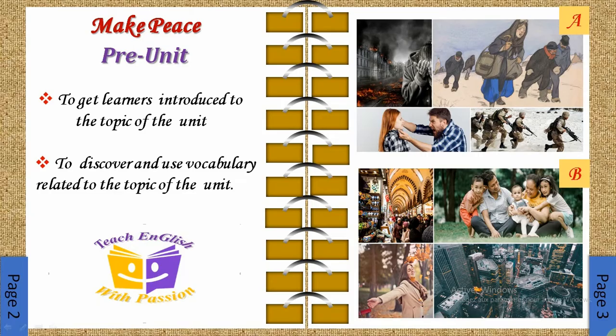unit. To start with, the teacher displays two sets of pictures. As shown here, the first group of pictures has to do with the topic of war and conflicts, whereas the second group of pictures deals with the topic of peace and prosperity. The teacher asks learners to take a few minutes looking at those pictures and jot down any words or expressions they think describe or have a relation with the topic of the pictures. Then they interact with their teacher to discuss things in details.